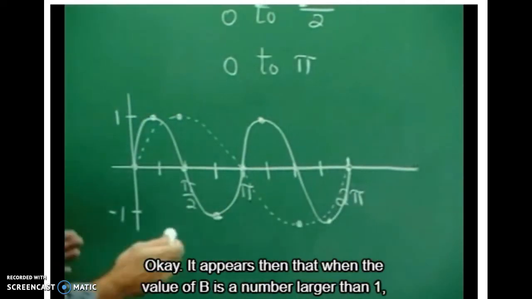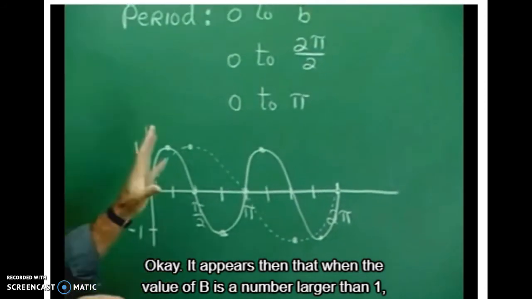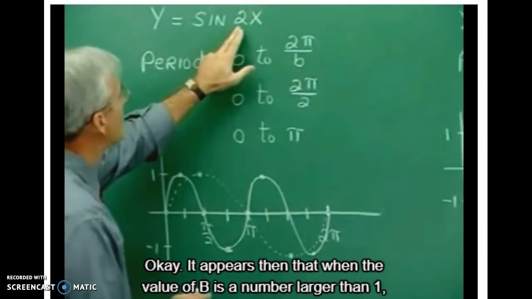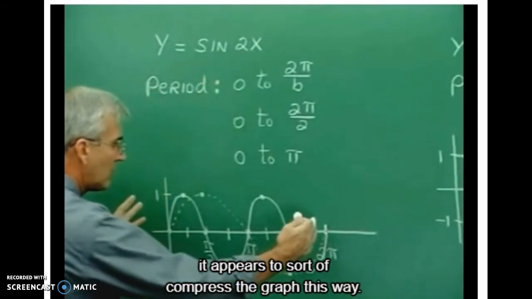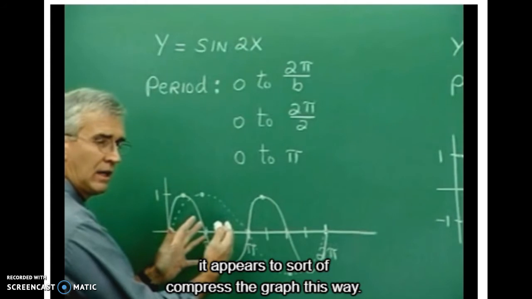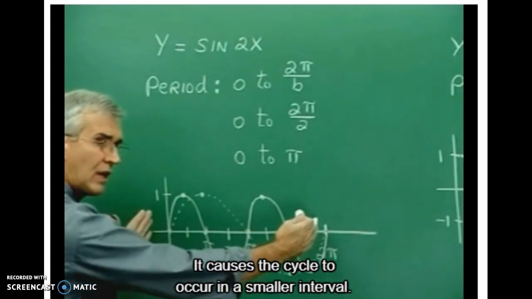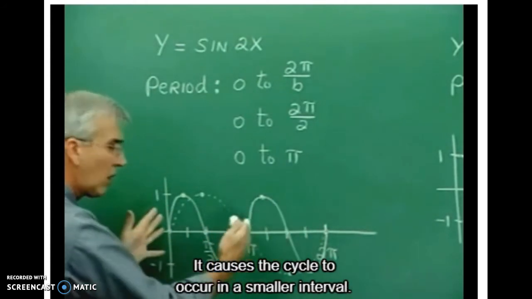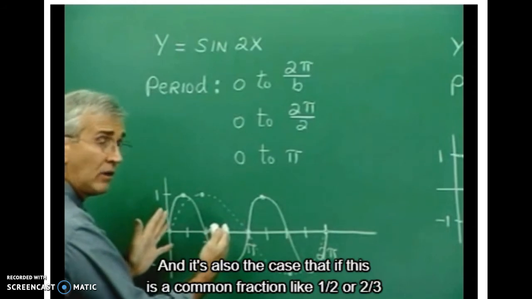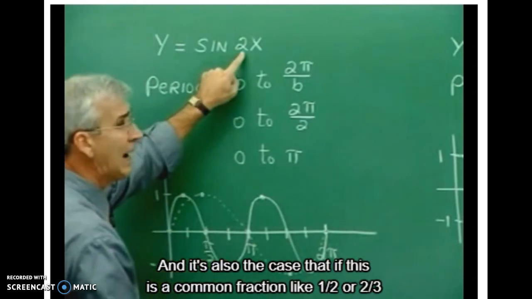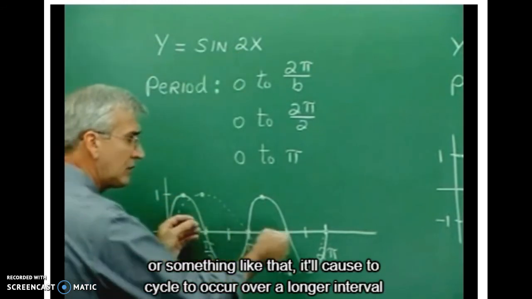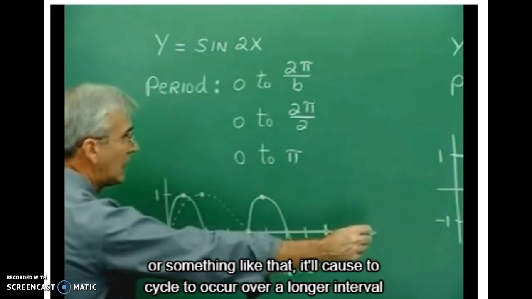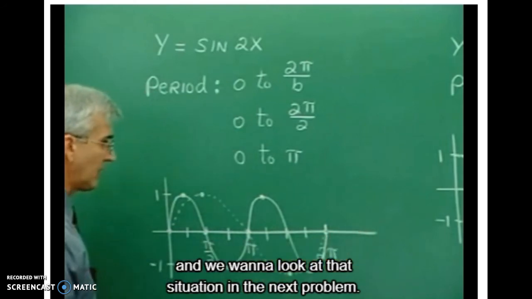Okay. It appears then that when the value of b is a number larger than 1, it appears to sort of compress the graph this way. It causes the cycle to occur in a smaller interval. And it's also the case that if this is a common fraction, like 1/2 or 2/3 or something like that, it'll cause the cycle to occur over a longer interval. And we want to look at that situation in the next problem.